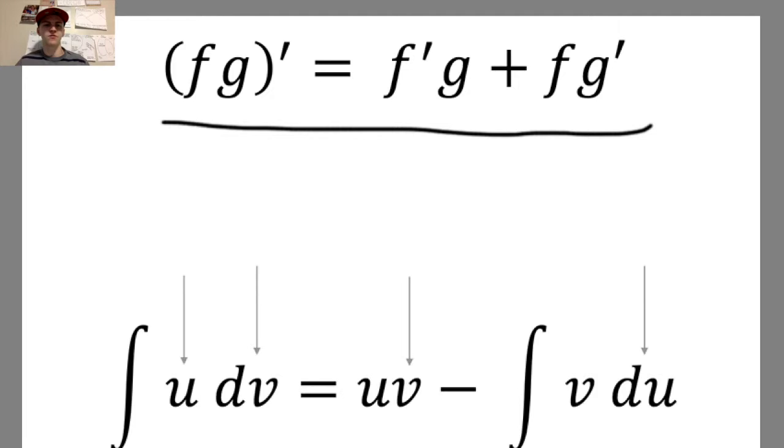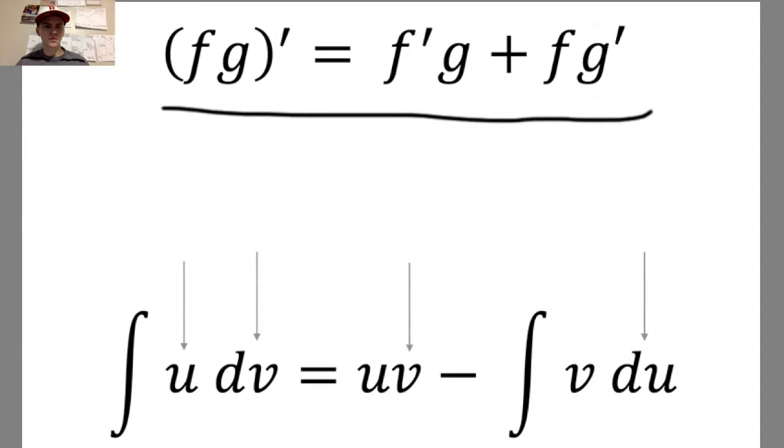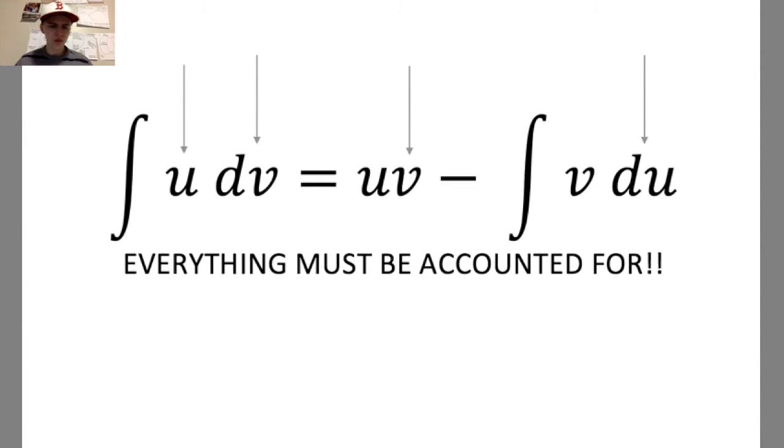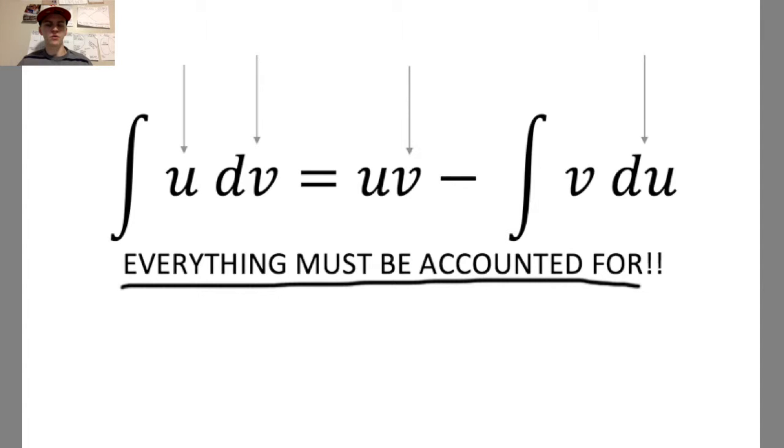Hopefully this makes sense, and if it doesn't, please look it up, because this integration won't make any sense if you don't understand the product rule. So this is the integration by parts rule. There are four variables: u, dv, v, and du. We have to make sure that everything on here is accounted for. Just pay attention to which variables I'm putting in which places, and this should make sense.